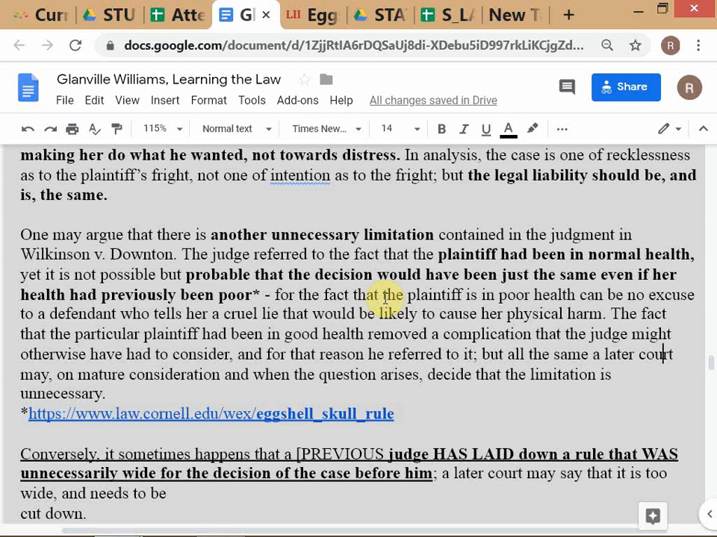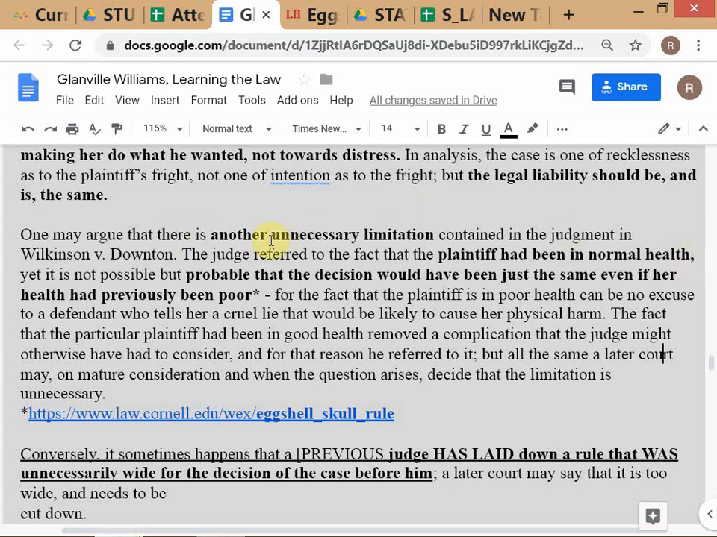Because the judge mentions this, he says the plaintiff had been in normal health, the question will arise: what if the victim in another case is not somebody in normal health but is already suffering from some diseases, is more vulnerable than a normal person? In that case, should the person who caused the harm, that is Downton, also be held liable where the victim was already in a weak position and more susceptible than normal people? Are you following my question?